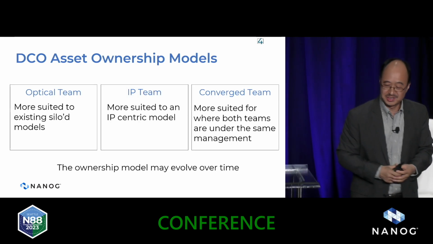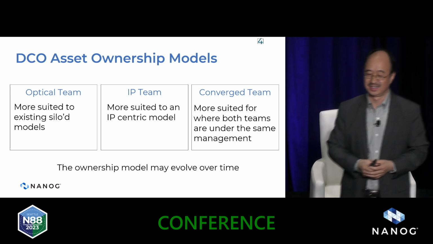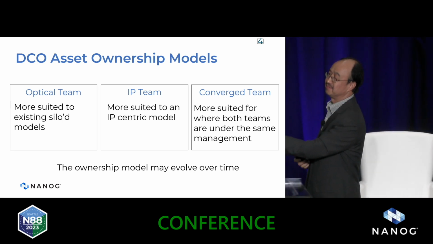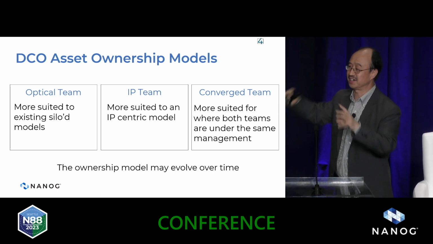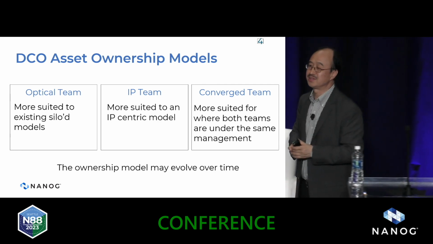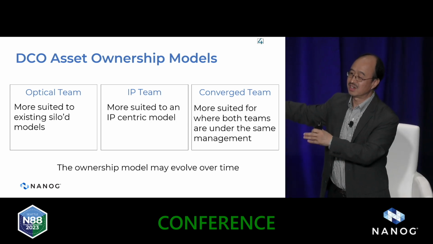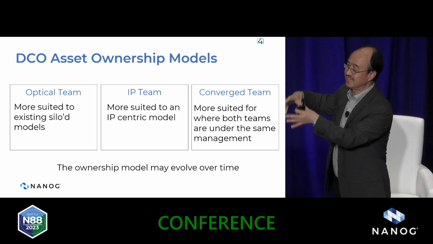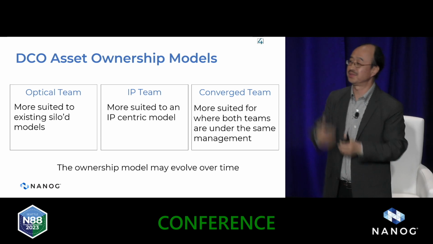There are different models. We're just going to look at 3 models of asset ownership. Optical team owns it, or IP team owns it, or maybe a converged team, if you happen to be one of the few organizations that already have a converged architecture. The optical team ownership is more akin to the traditional silo model because, again, optics is part of the optical network, just like a transponder, so it makes sense for the optical team to continue to own it.